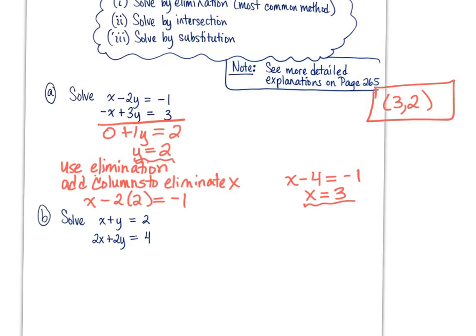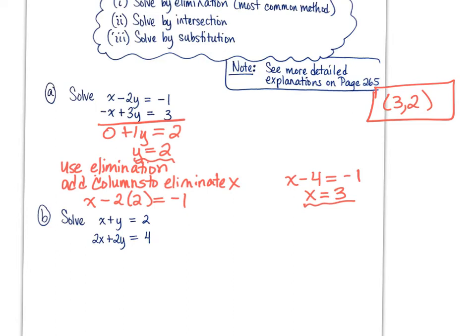So for part B, we have to solve the system x plus y equals 2 and 2x plus 2y equals 4. Okay? So, notice that here we cannot just add vertically, right? We have to do a little bit of work. What can we do to eliminate one of the variables? Yes? Multiply by -2. Multiply which equation? The first one? Yes, very good. Multiply the top equation by -2.